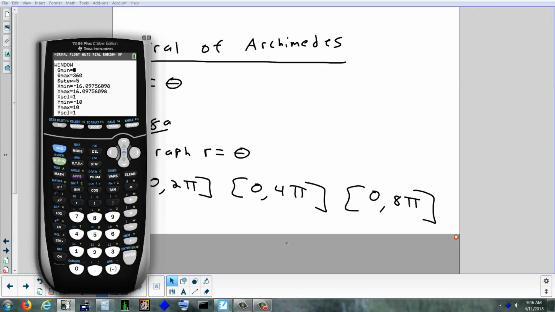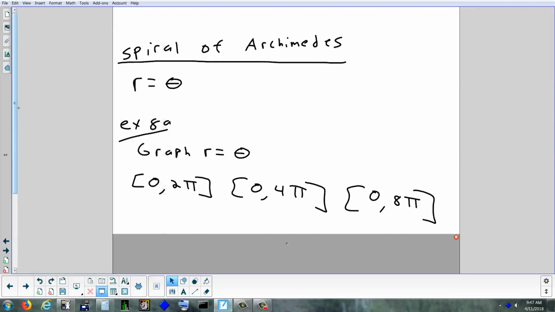Now, if I go from 0 to 2 pi, what's the biggest that my radius could ever be? If my theta min is 0 and my theta max is 2 pi.